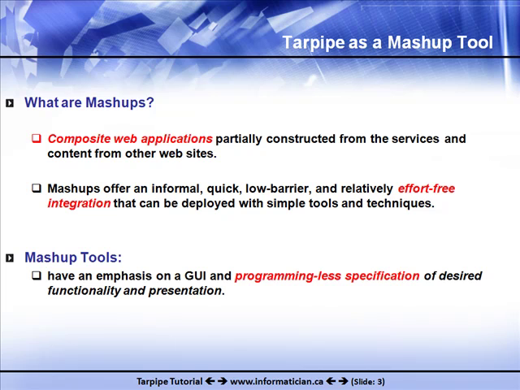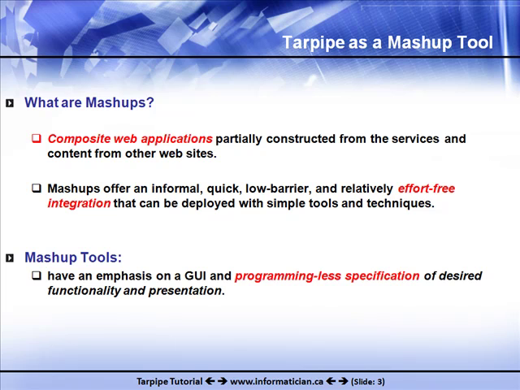If you're wondering what a mashup is, if you haven't heard that term before, then this is a quick definition. It sort of gives you an idea of what mashups are all about. It's a composite web application that can be constructed from content and services that are available on other websites already. So it's all about effort-free integration. It's all about using a graphical user interface and a tool that does not require any programming effort to create the functionality and the presentation that you're interested in.